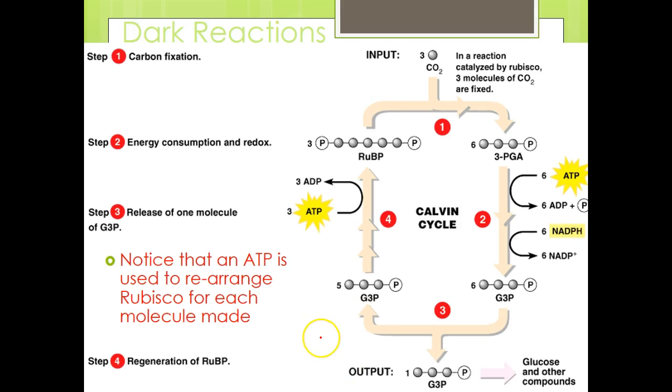Notice that the ATP is used to rearrange Rubisco for each molecule made. Again, we need 3 ATP molecules because we are regenerating 3 RUBP molecules.